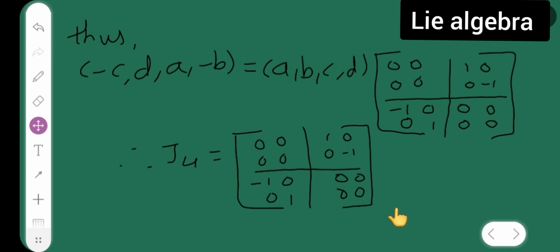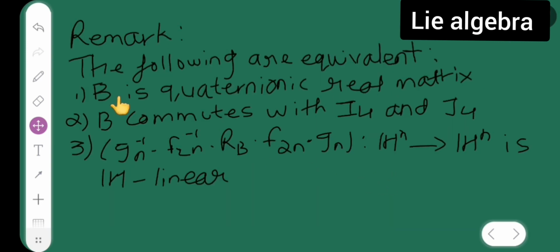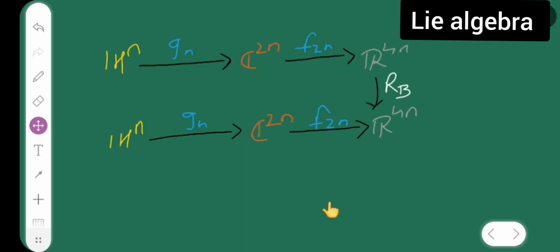Next is my remark. The following are equivalent. First, B is a quaternionic real matrix. Second, B commutes with I4 and J4. Third, Gn inverse into F2n inverse into RB into F2n into Gn, where Hn tending to Hn is H linear.